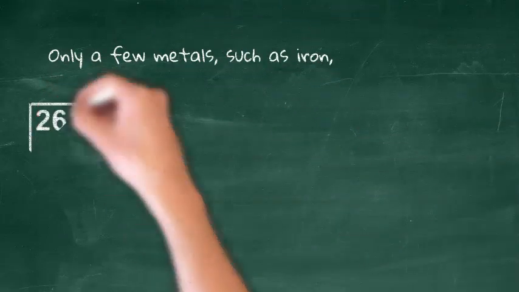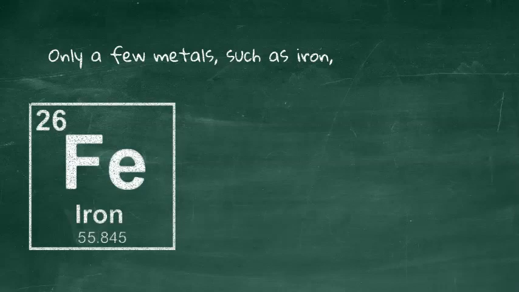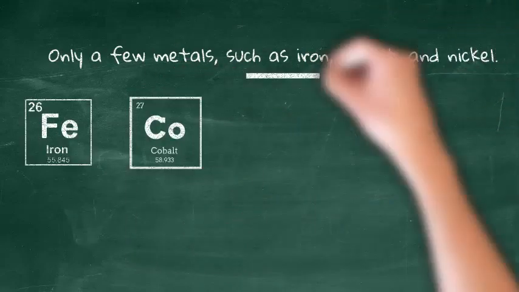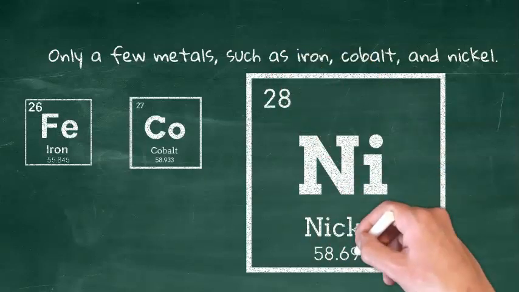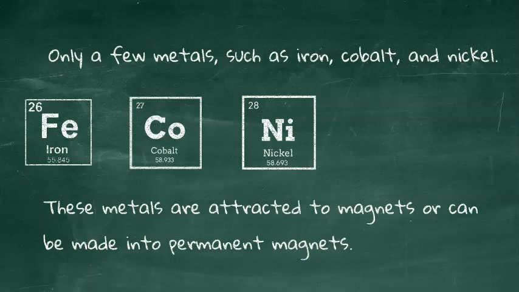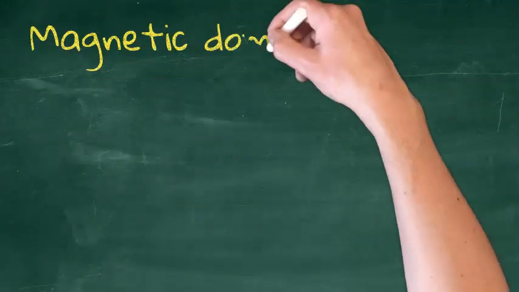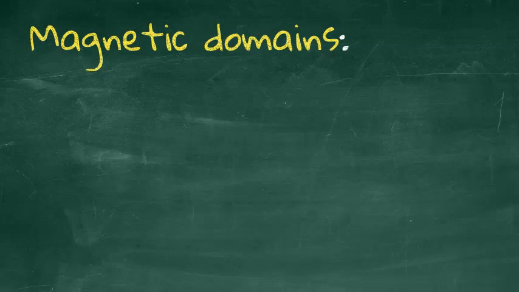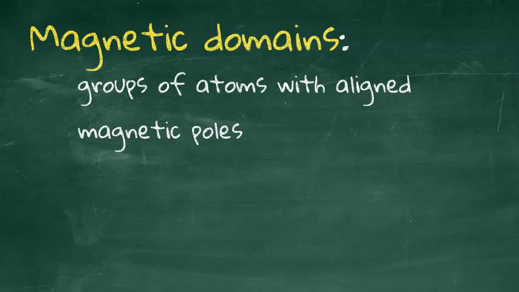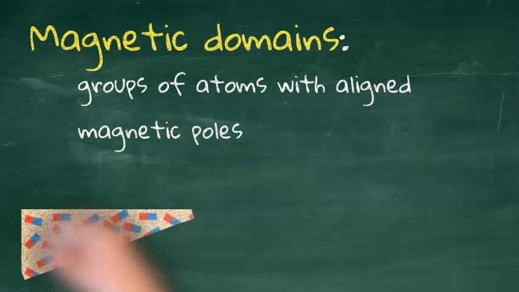Actually, only a few metals, such as iron, cobalt, and nickel. These metals are attracted to magnets or can be made into permanent magnets. However, in order for a metal to become a magnet, it needs to have magnetic domains, which are groups of atoms with aligned magnetic poles.